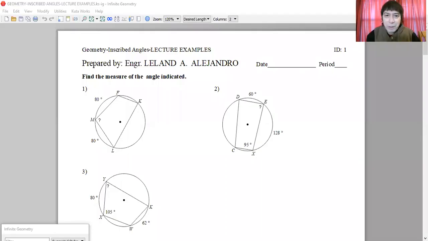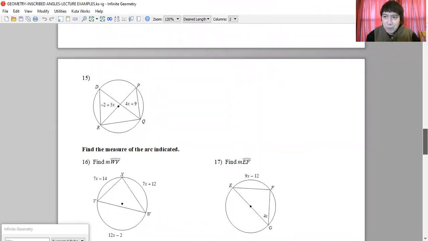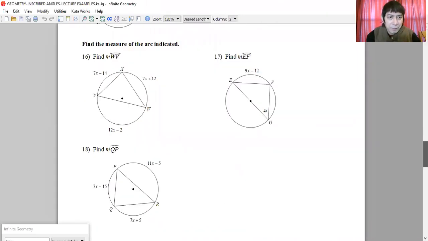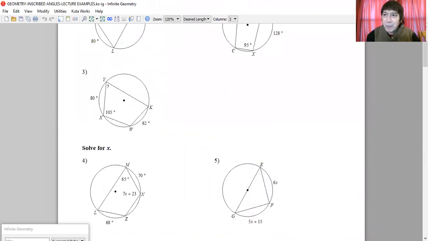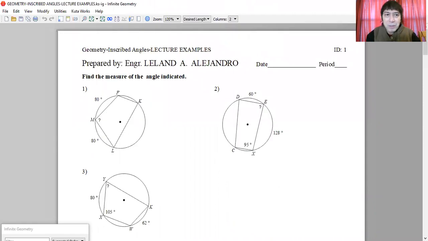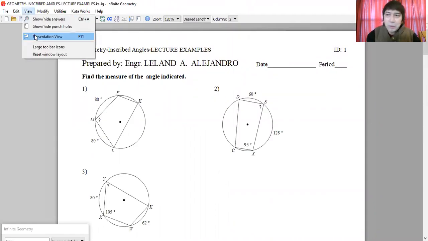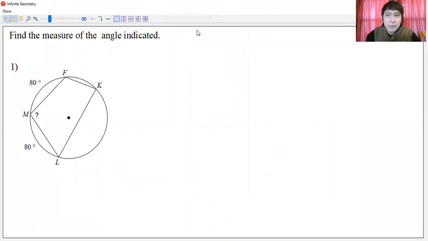These are lecture examples, and we will be having about 18 numbers. All right, so we shall be solving one by one starting from the first, and we'll be using one problem per screen. So here's the first one. Find the measure of the angle indicated.